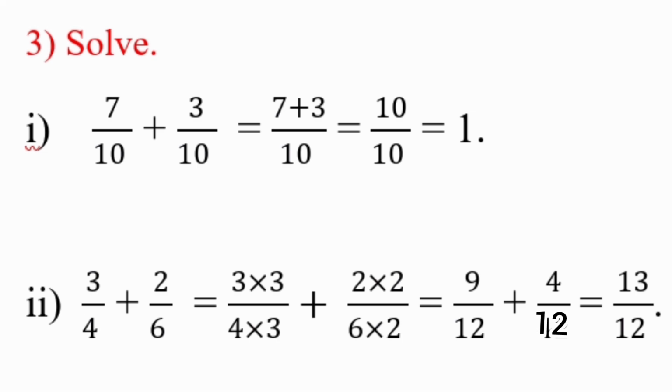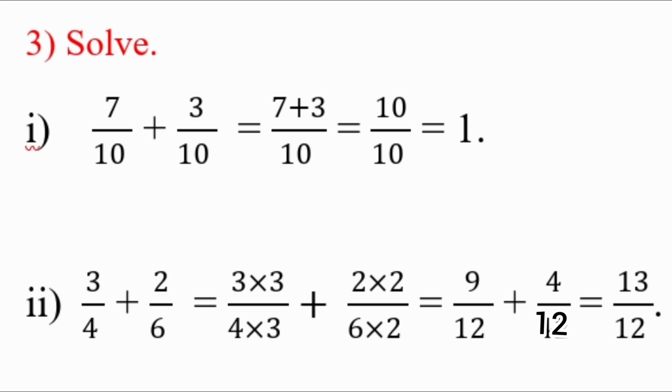Second one, 3 by 4 plus 2 by 6. Here the denominators are 4 and 6 and they are not the same. That is why the fraction is unlike fraction. So what we have to do here? We have to make the denominators common first, either by calculating LCM, or you can find the same number which is present in 4's table also, 6's table also, and it is 12.